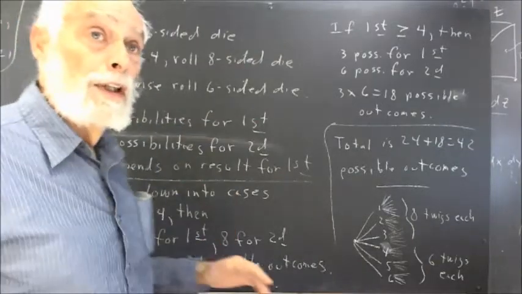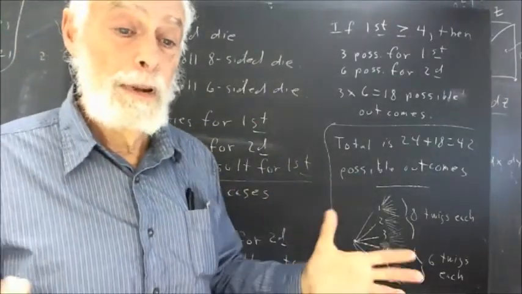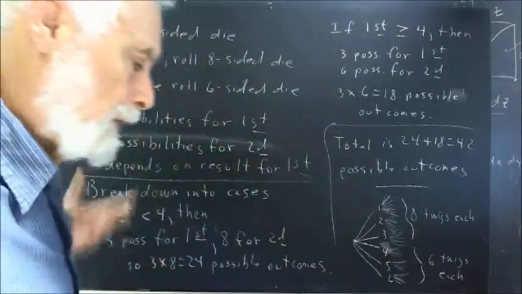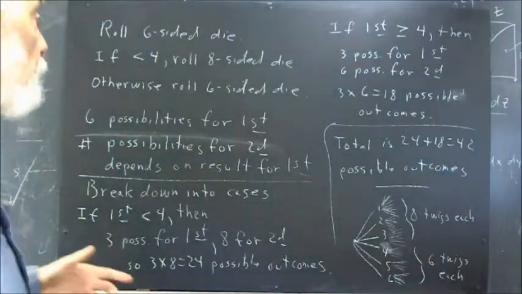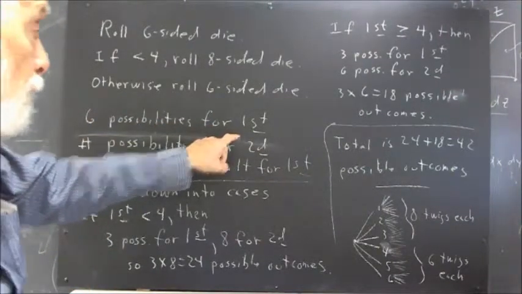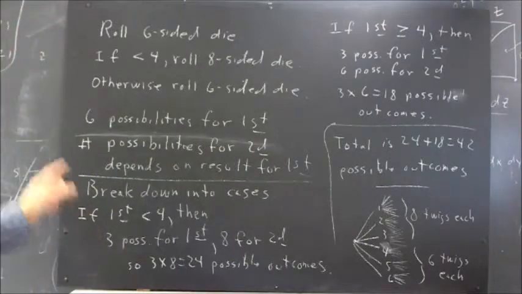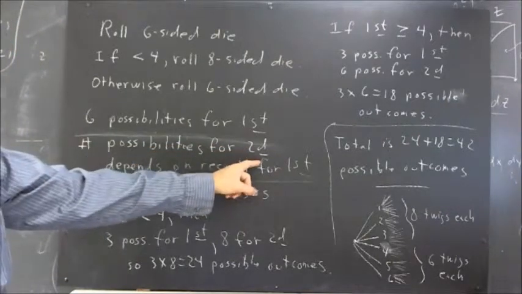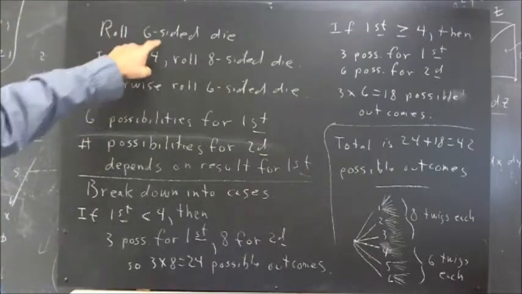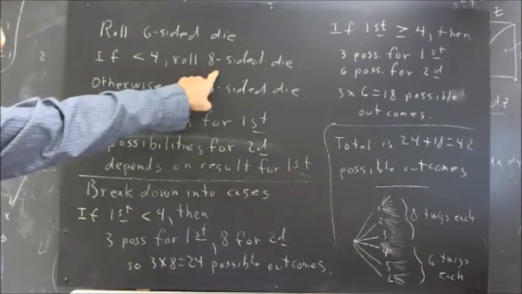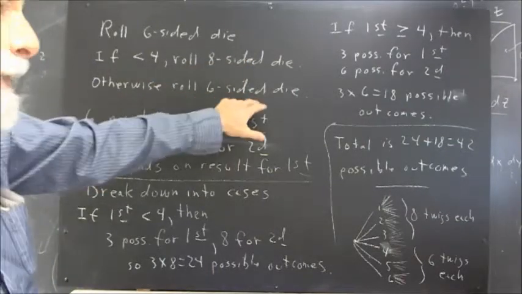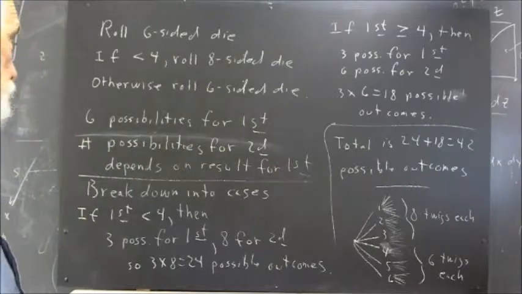Now the question is, does the fundamental counting principle apply? You want to think through that question in terms of what we saw in the preceding for the switches. Well, there's 6 possibilities for what happens when you roll the first die. How many possibilities are there for the second? Doesn't that depend on what happened in the first? If the first is less than 4, we're going to roll an 8-sided die, so there are going to be 8 possibilities. Otherwise, we roll a 6-sided die, and there are 6 possibilities.